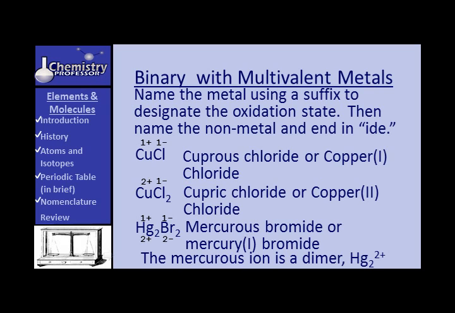Now, I know it looks strange, but you see the mercurous ion is a dimer, and it actually exists as two mercury +1 ions bonded together making an overall +2, but for two mercuries. So remember that. It is a dimer.